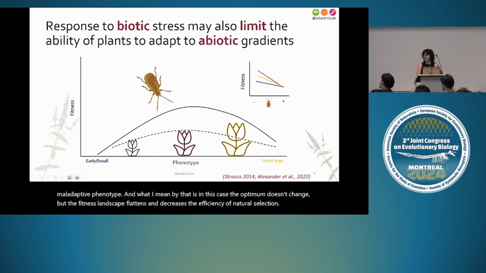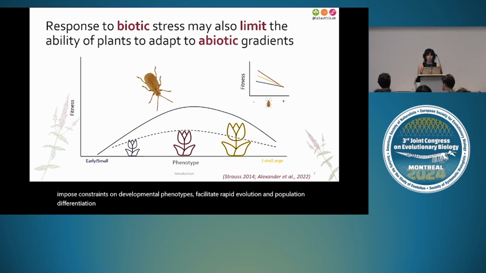So in this way, there are multiple ways that both abiotic and biotic stressors can interact to impose constraints on developmental phenotypes, facilitate rapid evolution and population differentiation, or a combination of both.